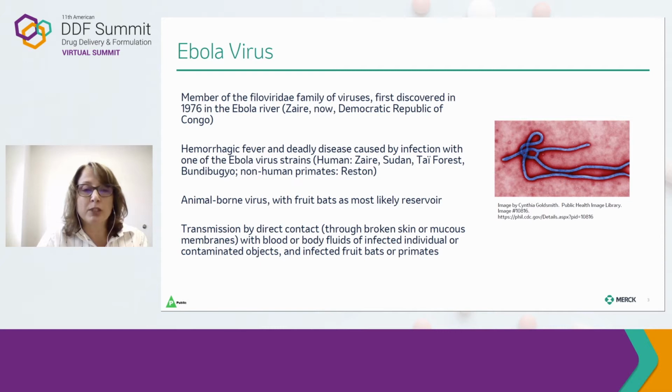Transmission is by direct contact, like if you have broken skin or mucous membranes exposed to blood or bodily fluids of the infected individual or contaminated objects, as well as infected fruit bats or primates. So it's a little different than with COVID, luckily, because the direct contact influenced how we were able to go about tackling it in our clinical trial design.